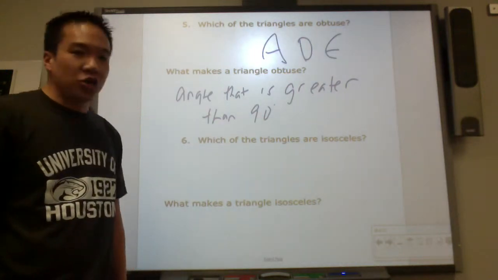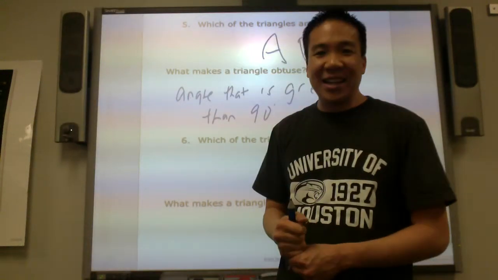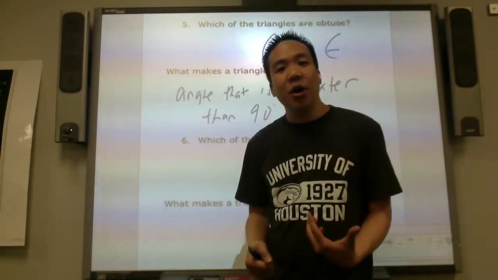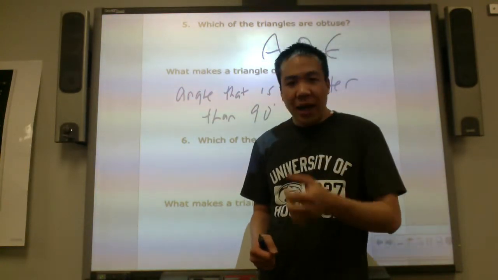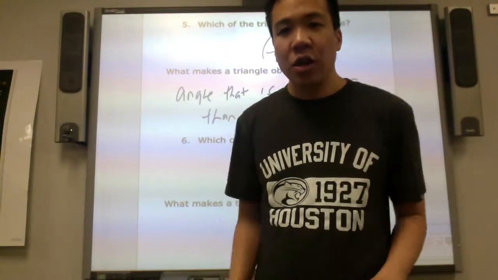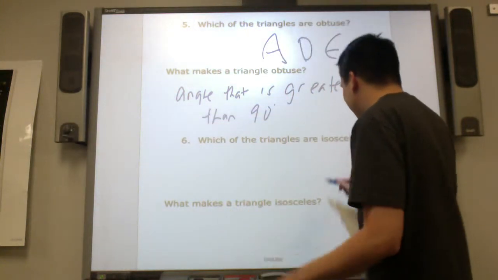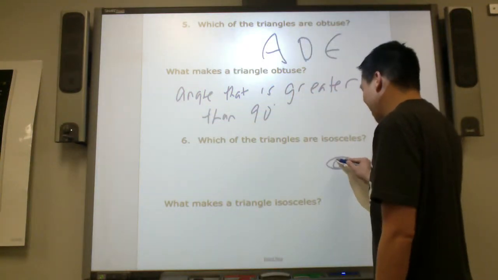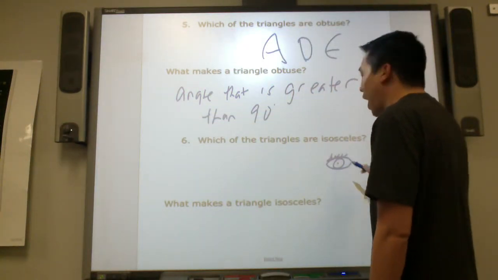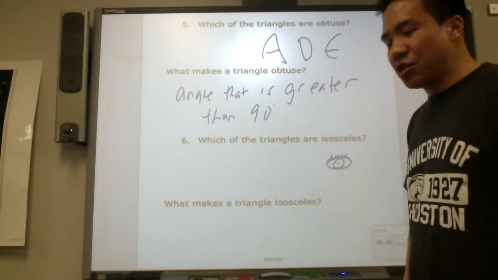Which of the triangles are isosceles? This is a word, isosceles. This is how I memorize it. Eyes. How many eyes are we born with? Two of them, two identical eyes. Isosceles. I know it's kind of silly, but this is how I memorize it. Isosceles means 2 of the angles or 2 of the sides are the same.